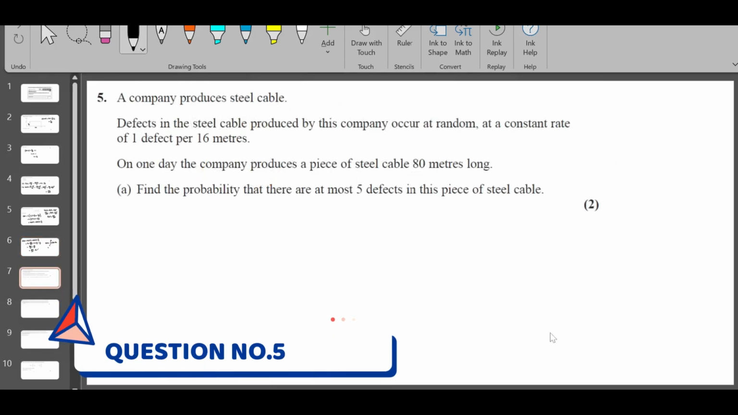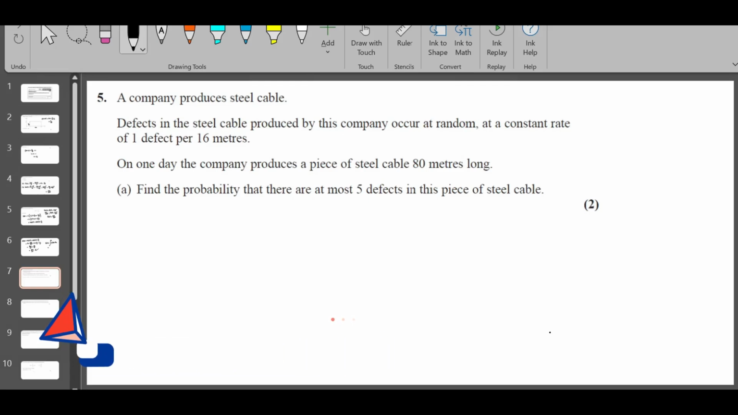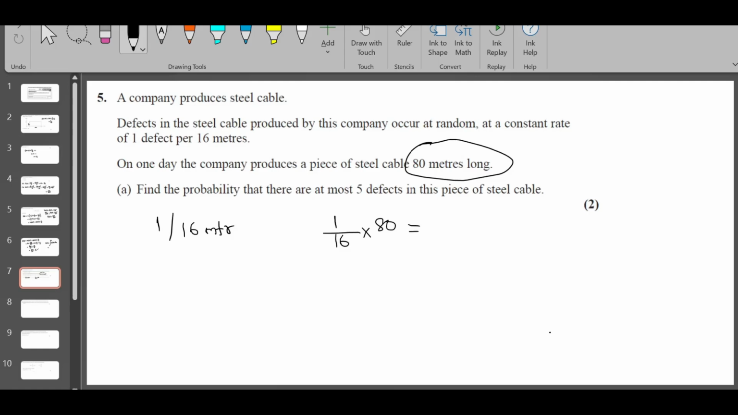Question number 5 now. A company produces steel cable. Defects in the steel cable produced by this company occur at random at a constant rate of 1 defect per 16 meters. Okay, 1 per 16 meters. So 1 might be the lambda. Let's read the question completely. On one day, the company produces a piece of steel cable 80 meters long. If 1 for 16 meters, for 80 meters, 80 over 16, right? That's 5. Find the probability that at most 5 defects.